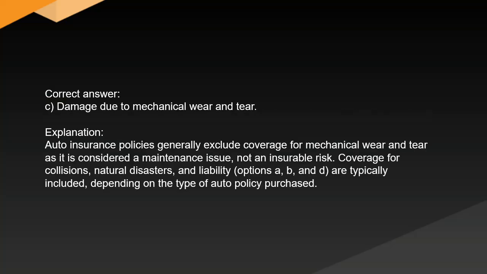Correct answer. C. Damage due to mechanical wear and tear. Explanation. Auto insurance policies generally exclude coverage for mechanical wear and tear as it is considered a maintenance issue, not an insurable risk. Coverage for collisions, natural disasters, and liability, options A, B, and D, are typically included depending on the type of auto policy purchased.